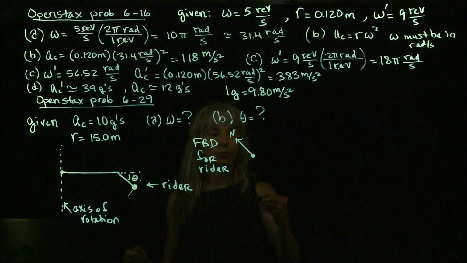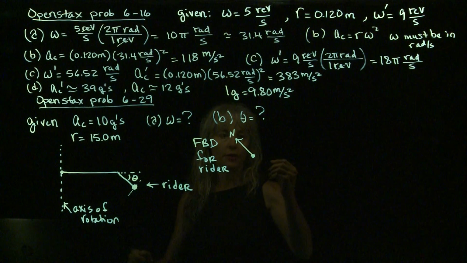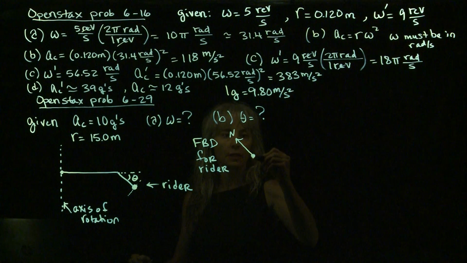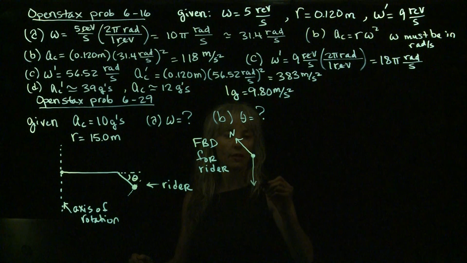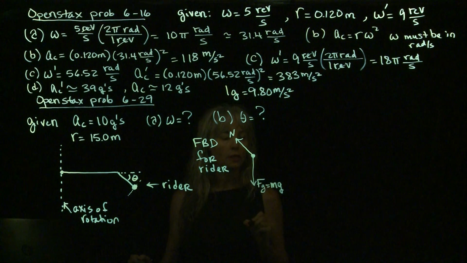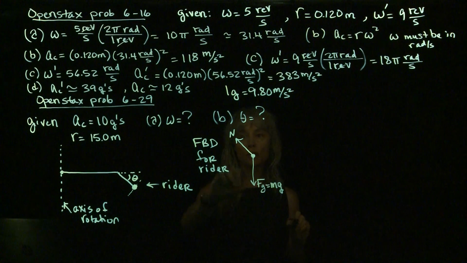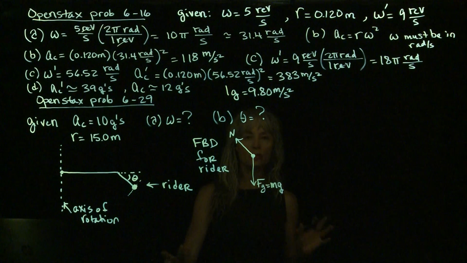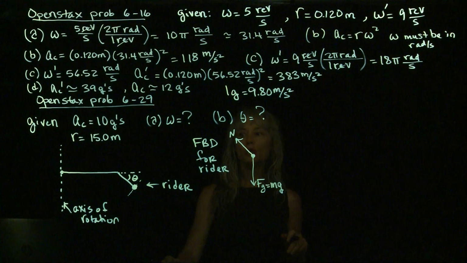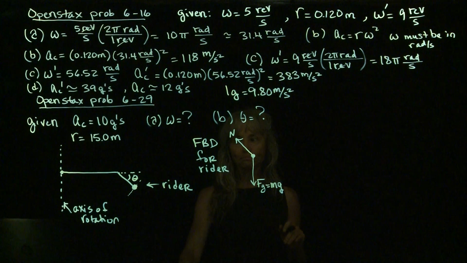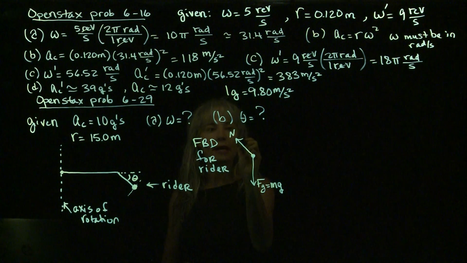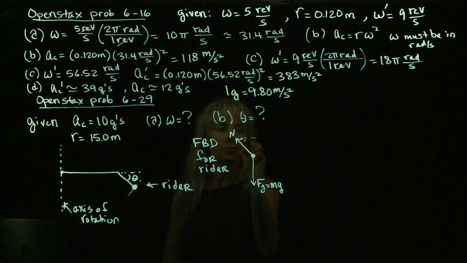And then what other forces are being exerted on the rider? Well, other than the seat, the only other thing in contact with him is the Earth's gravitational field. So that's the force of gravity. Remember, we can write the force of gravity as mg, the rider's mass times the acceleration due to Earth's gravity. So this is our free body diagram. These are the forces acting on the rider. We want to find this angle theta. Okay, and that angle theta, you can see, is sitting right there.